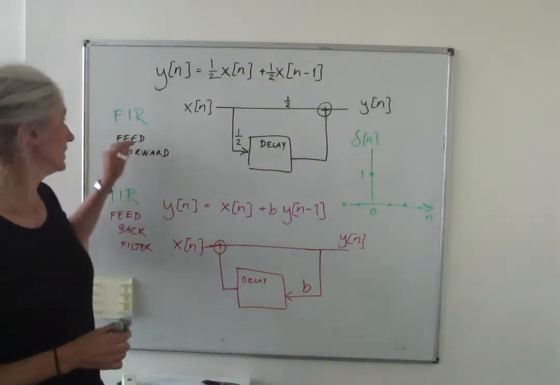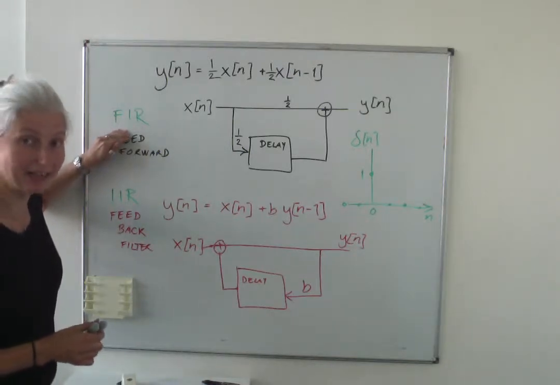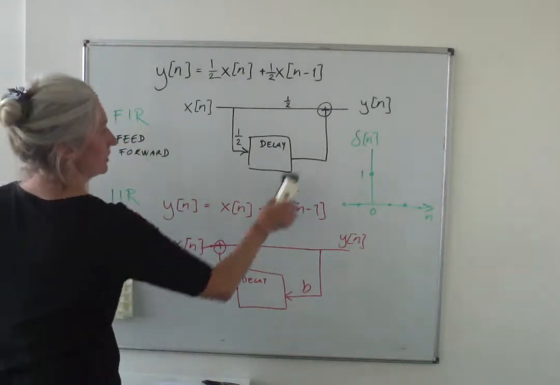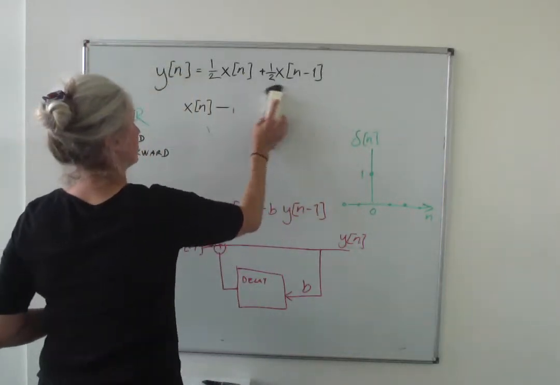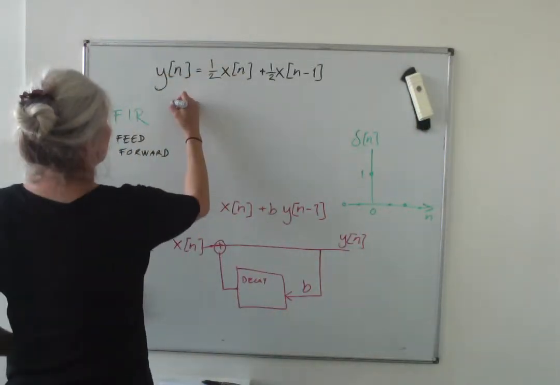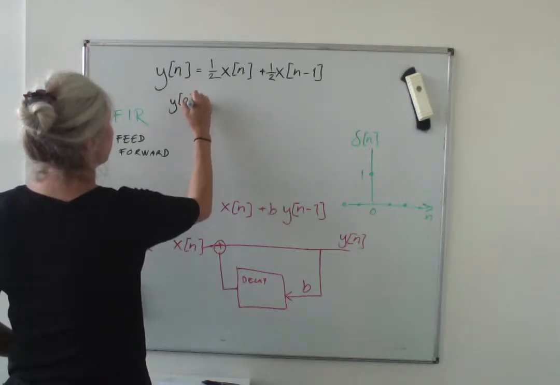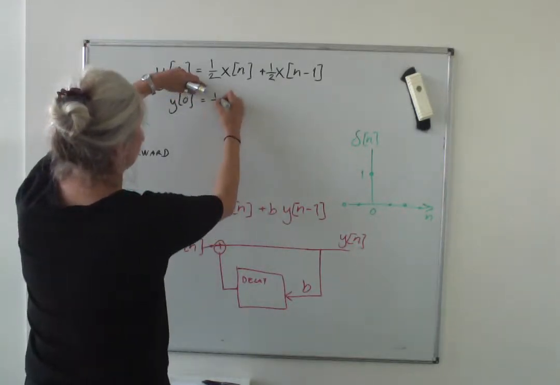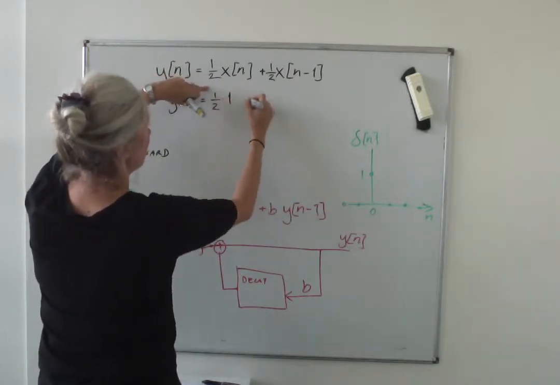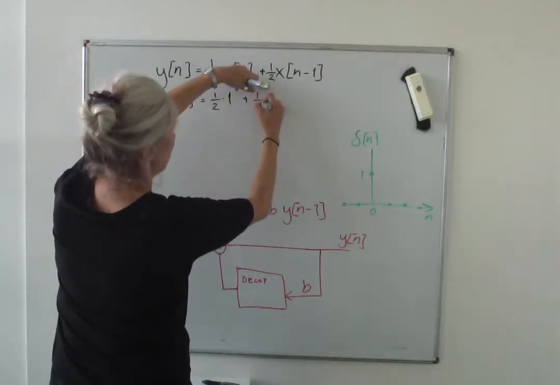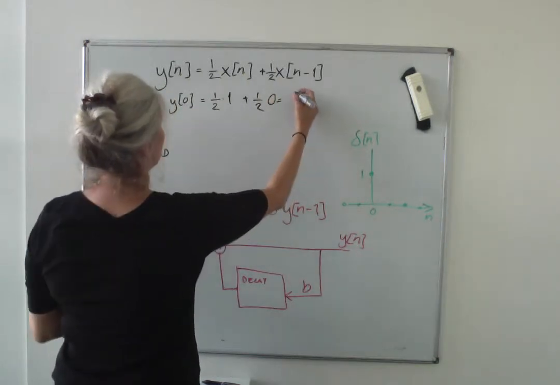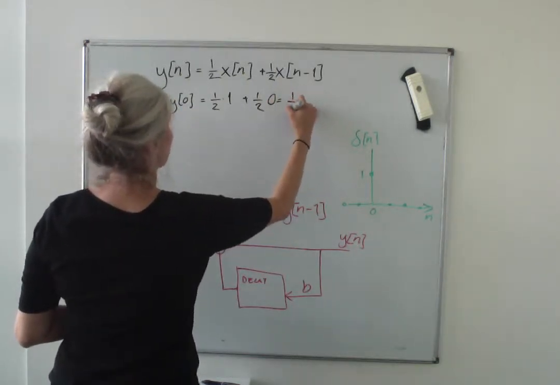So let's see if this actually has a finite, an ending impulse response. We put the delta function into it and see what happens. I'm going to remove the block diagram, but we have the representation above here. So y at time 0 is now half the input signal at time 0, which is 1, plus half the previous sample, which is 0. So y at time 0 is 1/2.